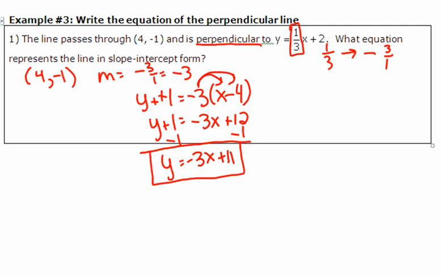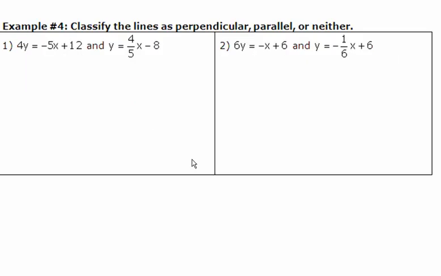Now, what if we already have equations of lines and we want to see whether or not they are parallel, perpendicular, or neither? So that's the next example. The first thing you need to make sure you do is look to see if they're in slope-intercept form. So the first thing is all of these need to be in y equals mx plus b form, because we don't know the slope if it's not in slope-intercept form.